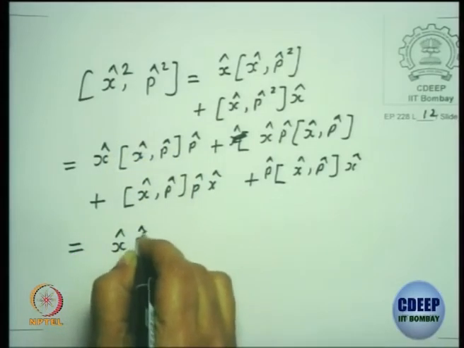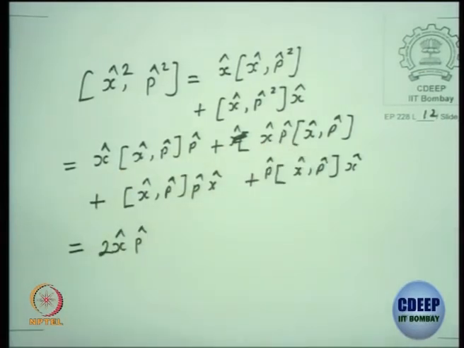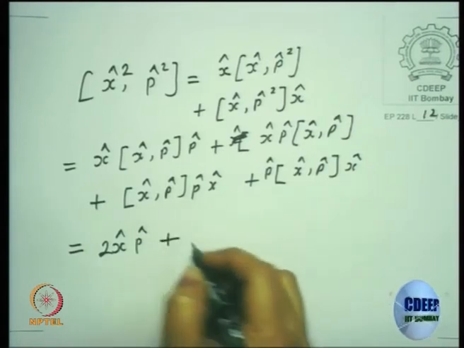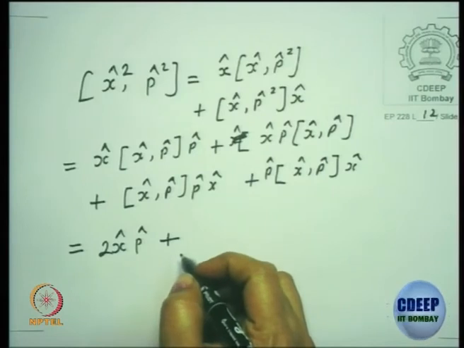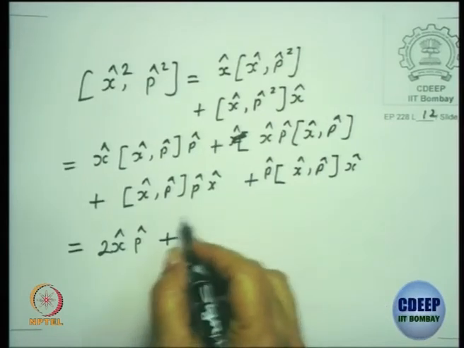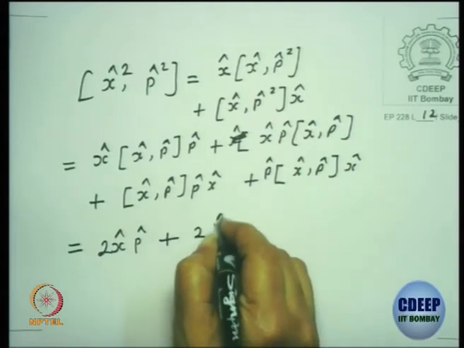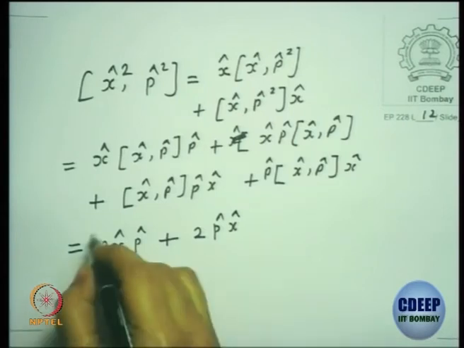Twice xp, and then twice xp with this one will be px, right? Twice px. Times i h cross, that's it.